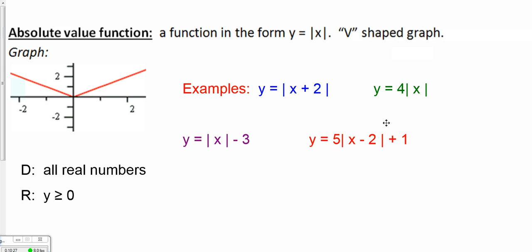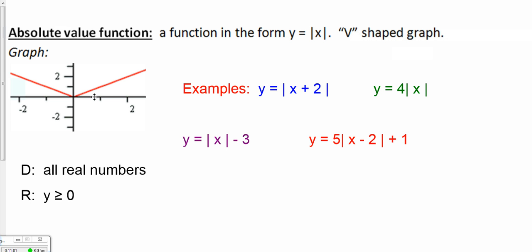So all of these will be V-shapes because we have absolute value with x on the inside. Looking at this graph, remember this is the simple y equals the absolute value of x. The domain is all real numbers because I can plug in any value I want for x, but absolute value is always positive. So y has to be greater than or equal to 0. If x is 0, the absolute value of 0 is 0, so this is the lowest that I can go.